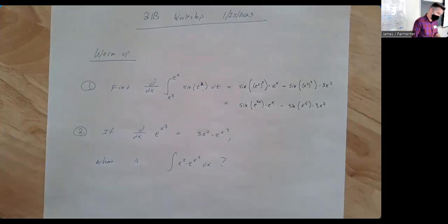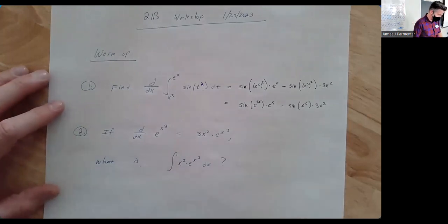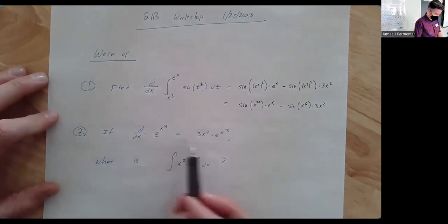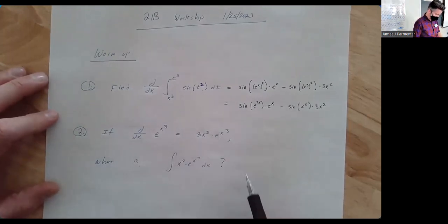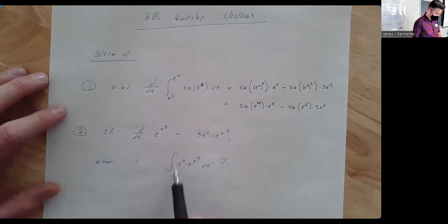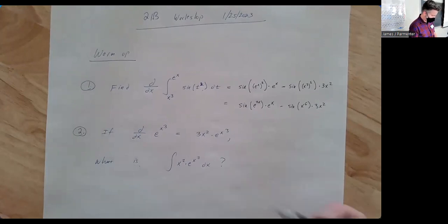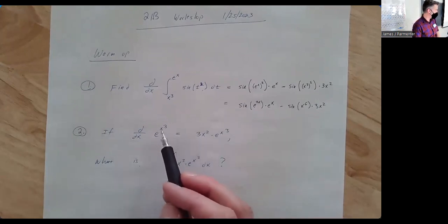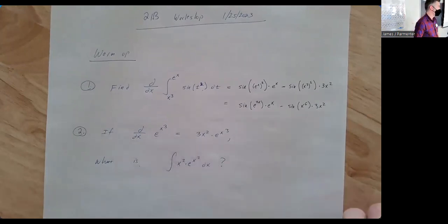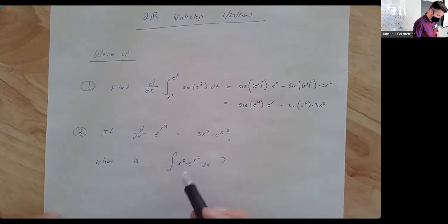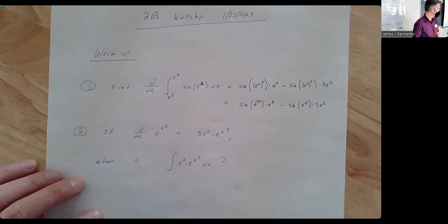Cool. All right. This other one here says if the derivative of e to the x cubed is equal to 3x squared times e to the x cubed, what is the antiderivative of x squared times e to the x cubed? So it looks like a good guess would be e to the x cubed, except we're off by what factor? Well, these are virtually the same. I'm just missing a what?